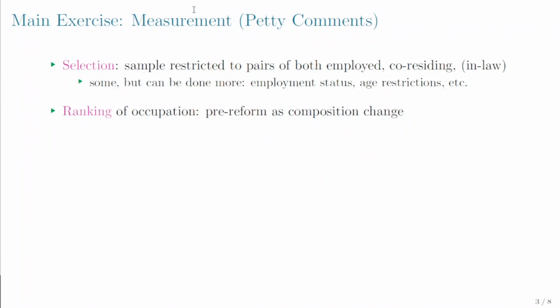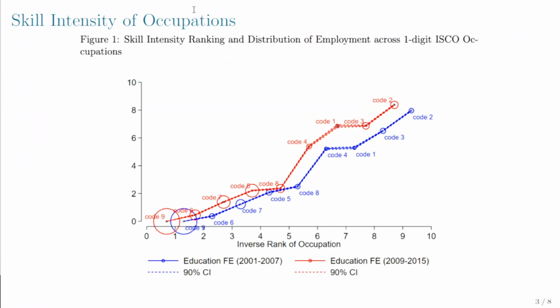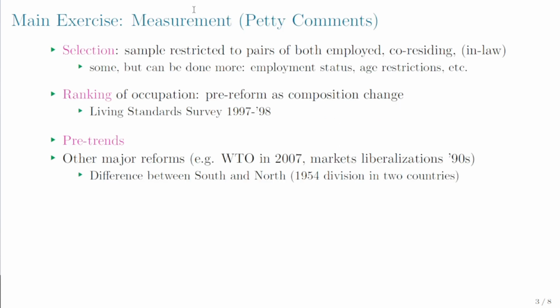Second, in terms of the ranking of occupations, what the authors are currently doing is looking at the post-reform ranking of the occupations. Again, there was some compositional change. Yes, the ranking didn't change, but you could see that clearly there is some change in skill intensity over time. So what I suggest is that you go to earlier data in order to rank all of this pre-reform.